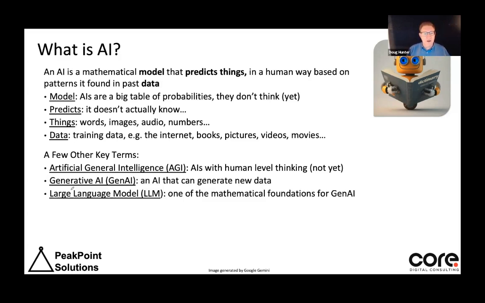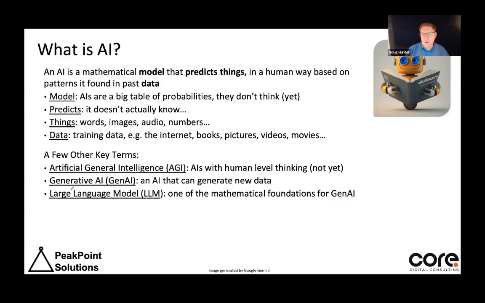Now, a subset of AI are GenAIs, generative AIs. That's AIs that can generate new data like words, images, audio, and numbers. And the way they do that is through a mathematical tool called LLMs, or large language models. So when you see the term LLM, it's just some of the mathematical underpinnings for GenAI.